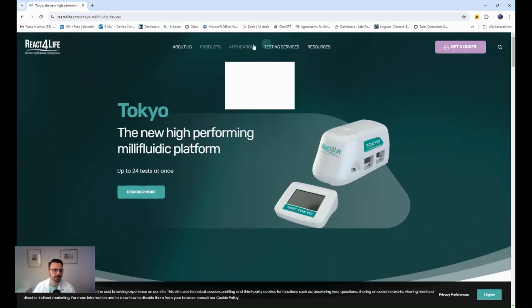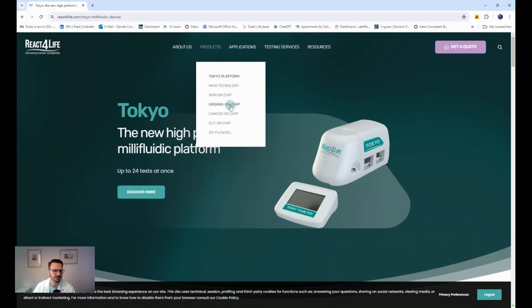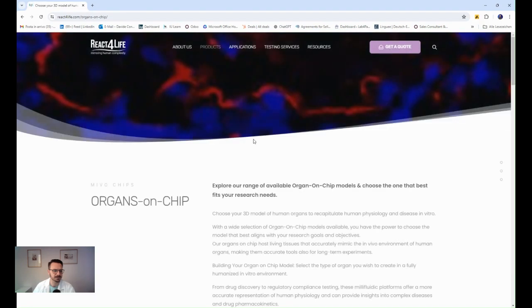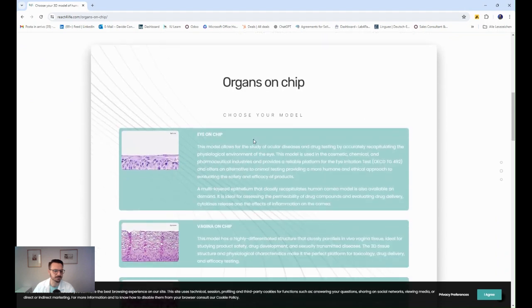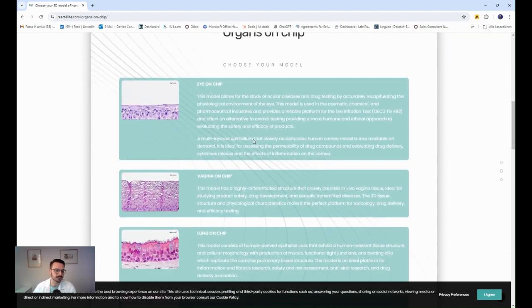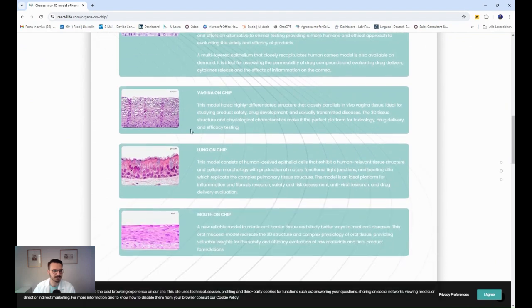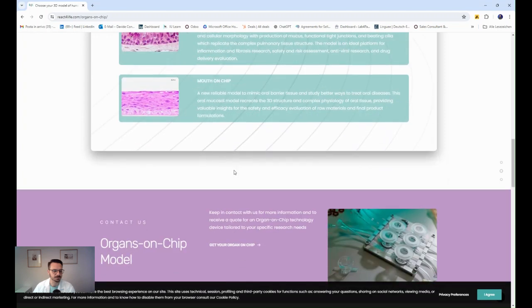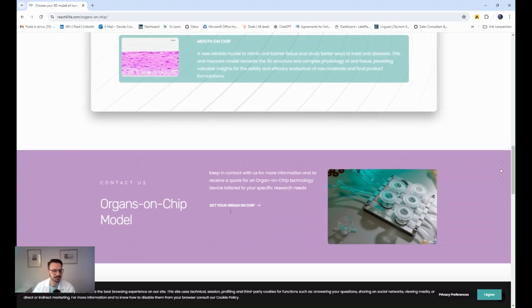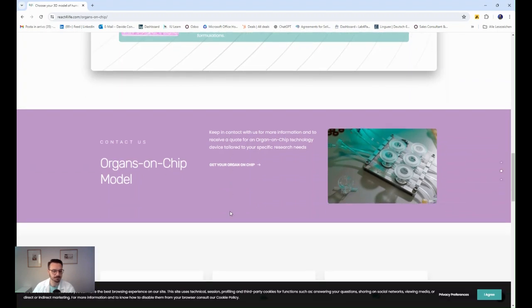And if we want to look at the different applications and the organ on a chip, then we can find a series of models that are not really covered by other companies, like the eye on a chip, the vagina on a chip, and the mouth on chip. Lung on chip is covered also by others, but these kinds of models have definitely been validated in a more specific way, studied a bit more in detail. So really good work from React for Life.